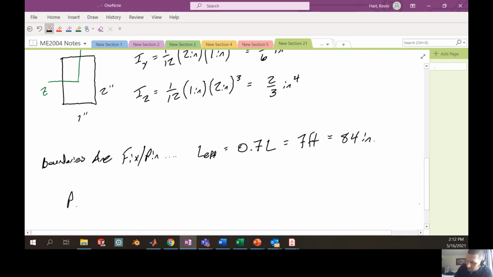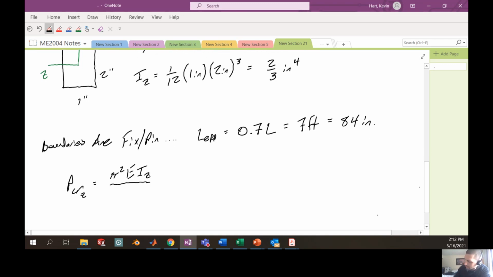So my critical buckling load that we derived in class, I'll put a z here to denote that this would be the required load to buckle about the z-axis, is going to be pi squared EI over L squared. So we're going to write that here as pi squared times the elastic modulus, and now we'll say this is I_z that we care about for buckling about the z-axis, over the effective length about z, squared.